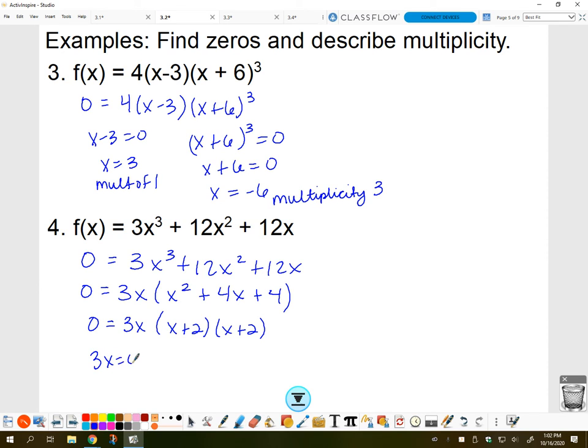So we get 3x equals 0. So x is 0, and that has a multiplicity of 1 because it only happened one time. X plus 2 happens twice. So negative 2 has a multiplicity of 2 because there are 2 of those x plus 2's in the problem.